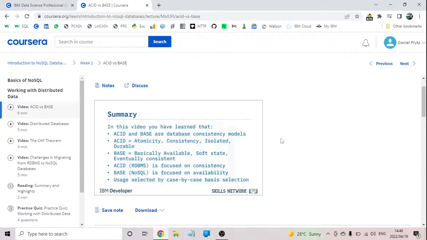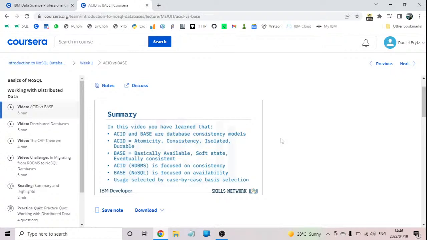There we go. Pretty good, right? Case-by-case basis selection. Okay, pretty good. All right. I am doing a lot of writing, that is true.